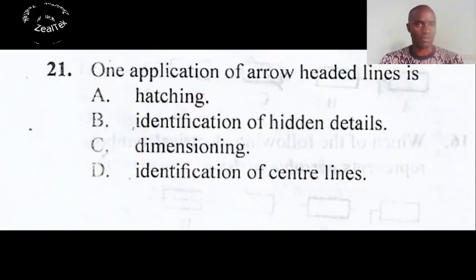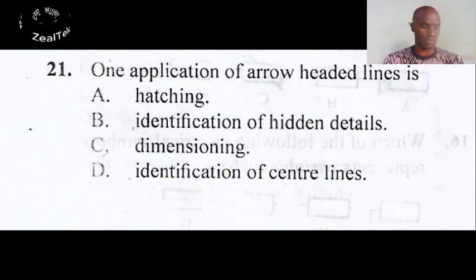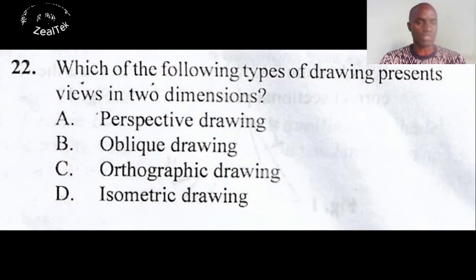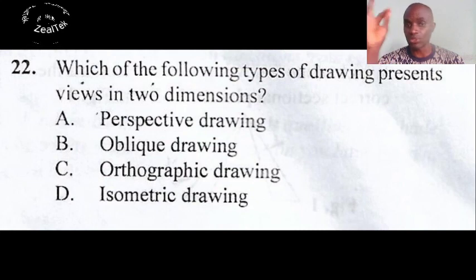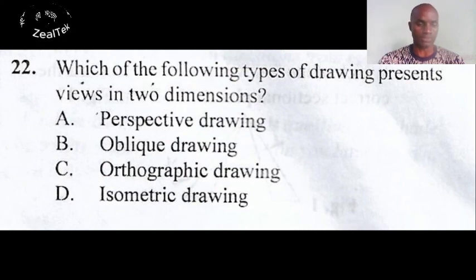That's question 21. One application of an arrow-headed line is what? The answer is simply dimensioning. C is the correct answer. Question number 22. Which of the following types of drawing represents views in 2 dimensions? Of course, the answer is C. The only one that is in 2 dimensions here is orthographic drawing.